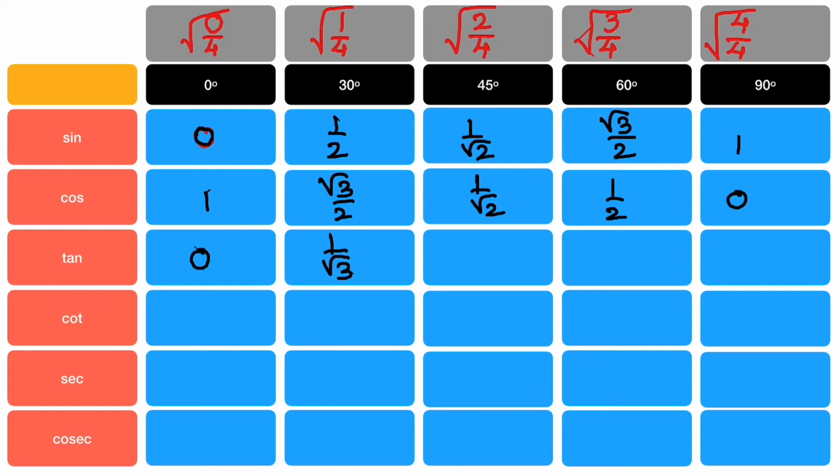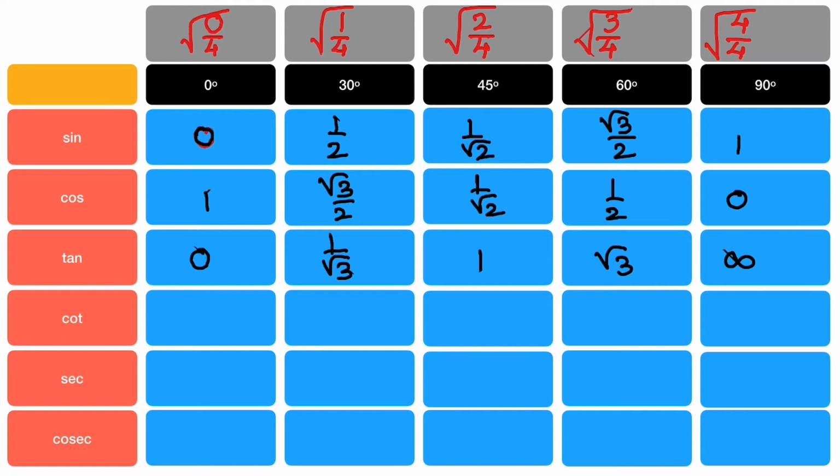Next, for tan 45, we have 1 upon root 2 divided by 1 upon root 2, which is equal to 1. Next, tan 60 is equal to root 3 upon 2 divided by 1 upon 2, which is root 3. And tan 90 is equal to 1 divided by 0, which is infinity or not defined. Please note that whenever the denominator is 0, the value of the fraction is infinity or not defined.